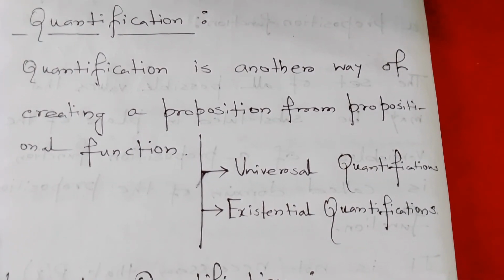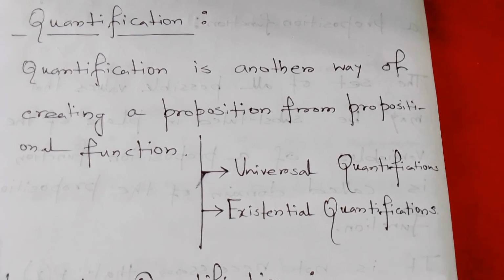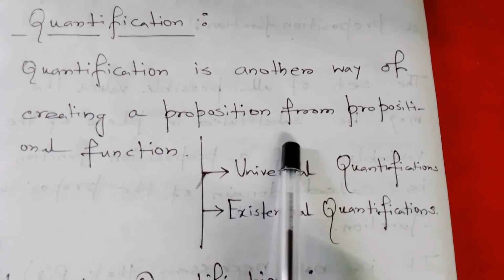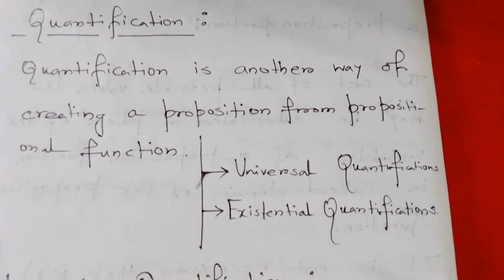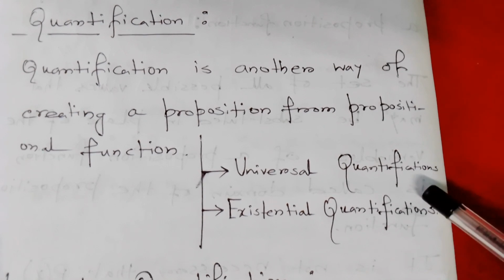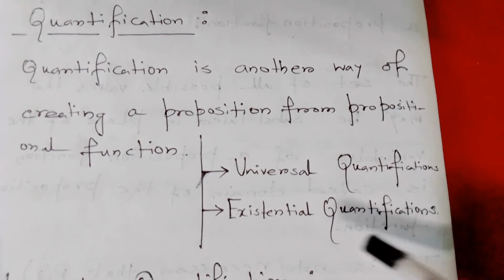Now, another important topic of propositional logic is quantification. Most of the MCQs and explanation type questions come from this part of propositional calculus, and this is quantification. Quantification is another way of creating a proposition from a propositional function. We can further categorize quantification into two different forms. First is universal quantification and then existential quantification.